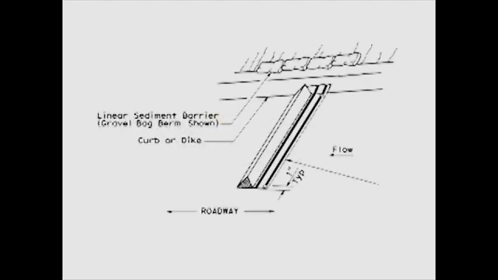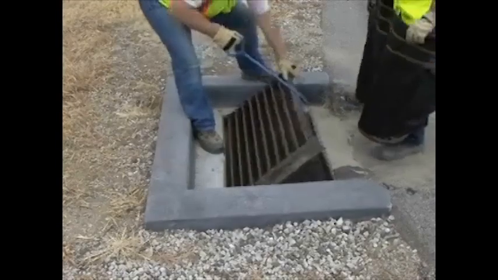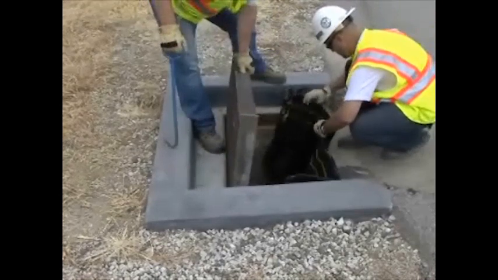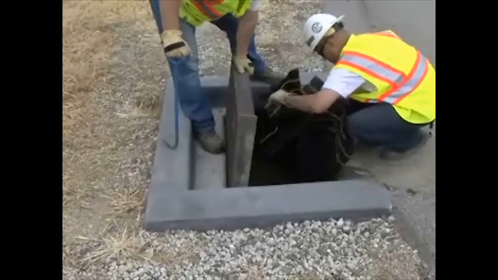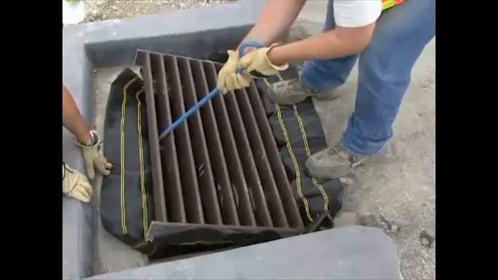Install foam barriers flush against the sides of concrete or asphalt concrete curbs, dikes, and pavement with the inner material and fabric cover cut smoothly and evenly to provide a tight flush joint. Install the sediment filter bag by removing the drainage inlet grate, placing the sediment bag in the opening, and replacing the grate to secure the sediment filter bag in place.